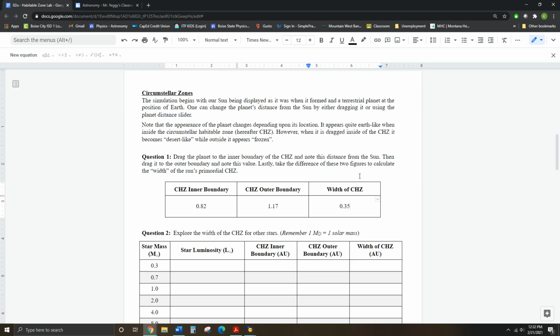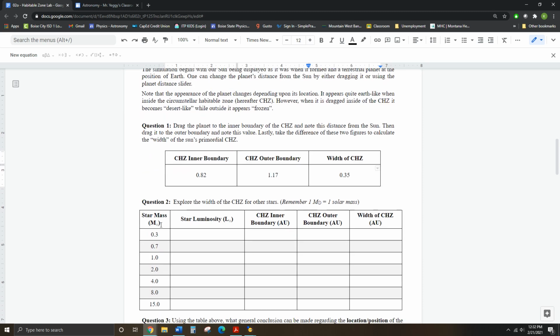The next portion of this lab, and this is where it's going to become a little bit more time consuming, we're going to want to compare a whole bunch of information, because that's not our sun. Our sun's really easy to work with. We can make these measurements, but not every star is like the sun. So what's the habitable zone like for a star that's only 30% the mass of the sun, or 70%, or 4 times the mass of the sun?